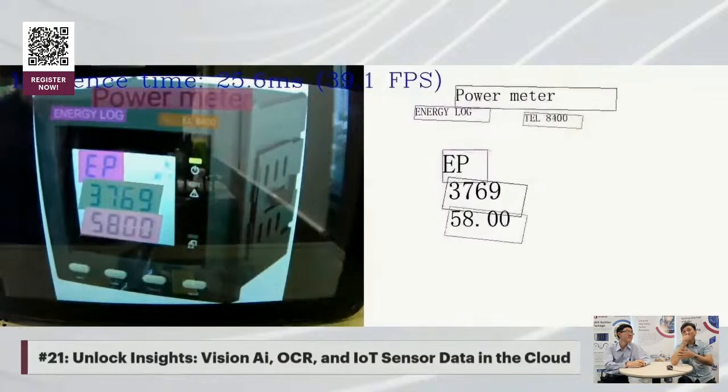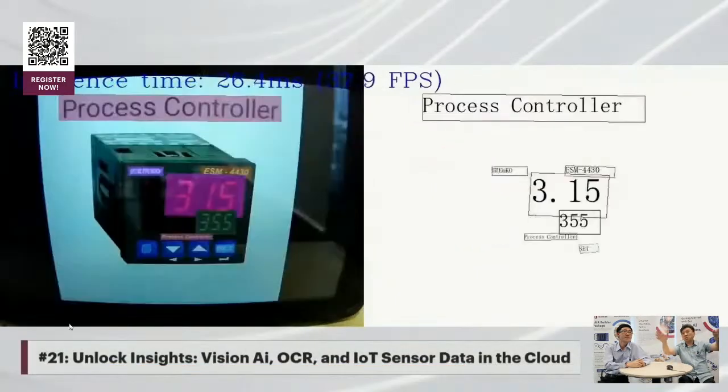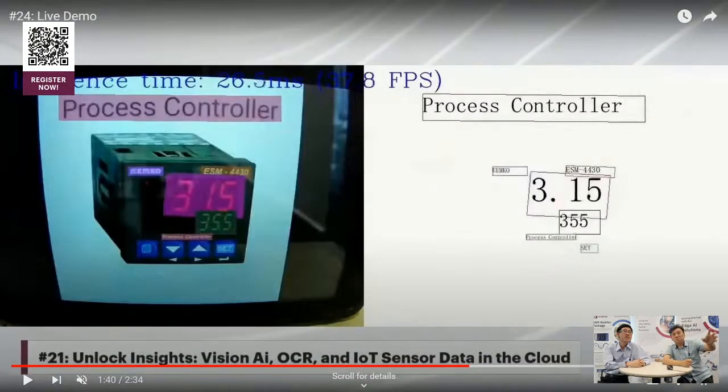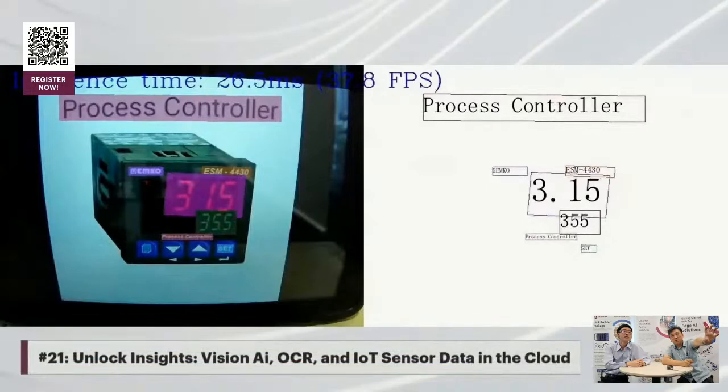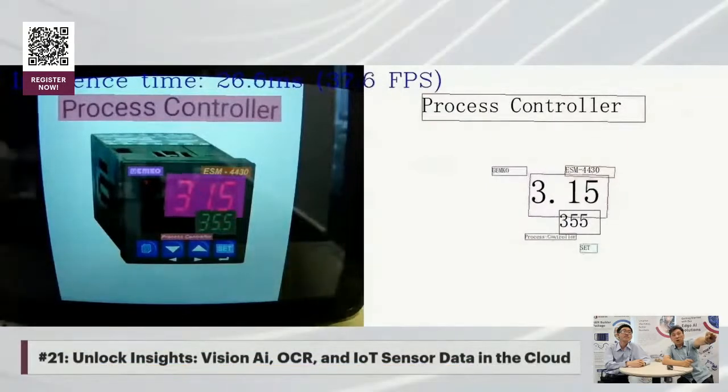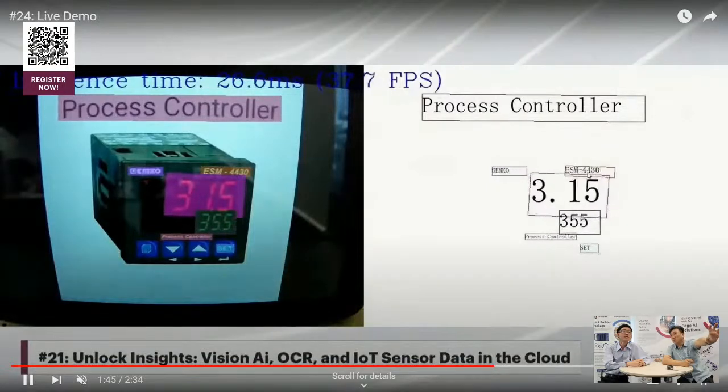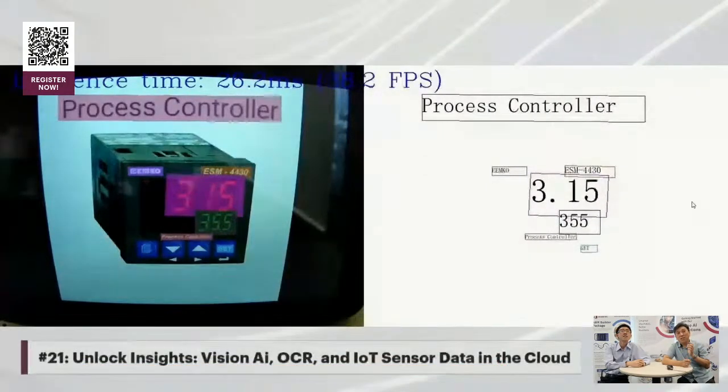For example, the other part is multiple display. This is a process controller, right? Process controller 3.1535. This kind of reading is very stable. In fact, it doesn't only read the value, it even reads the ESM 4430, the model number. I don't know what brand that is, but it can be read.